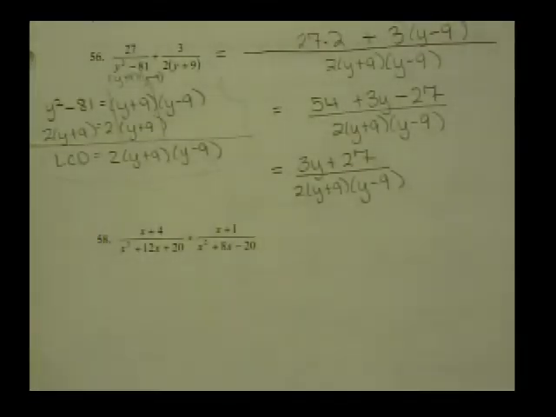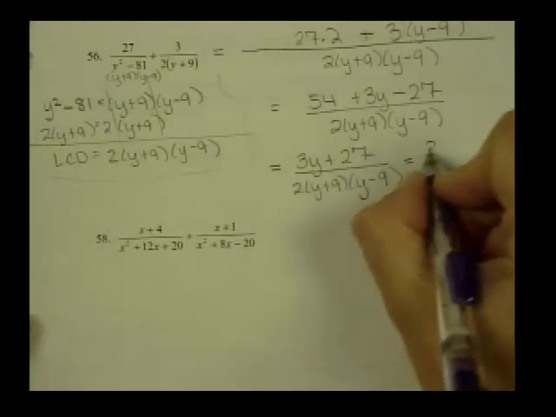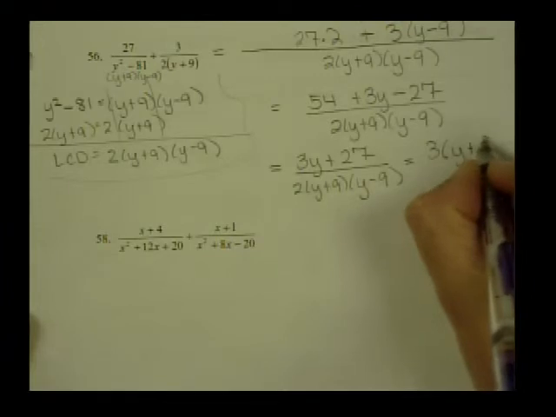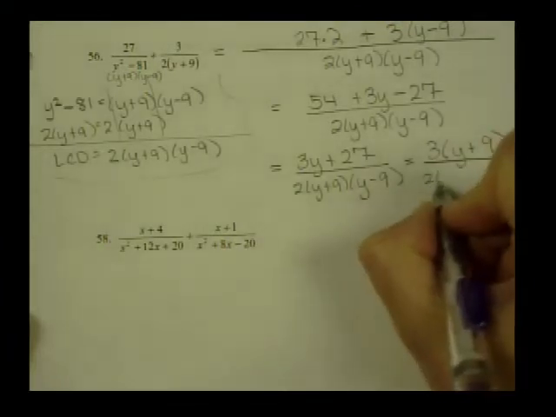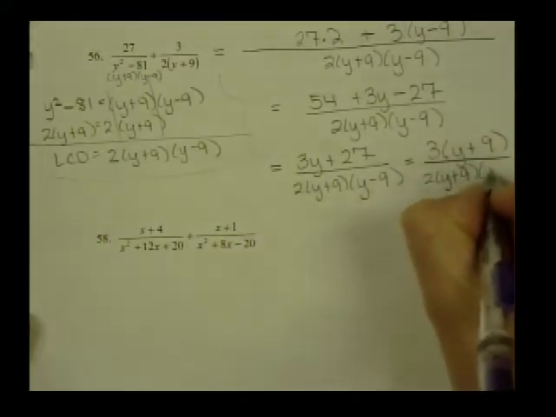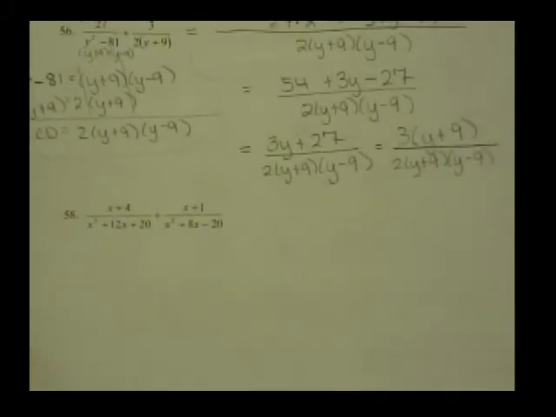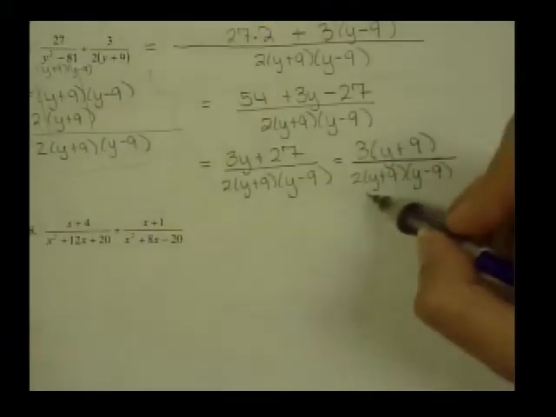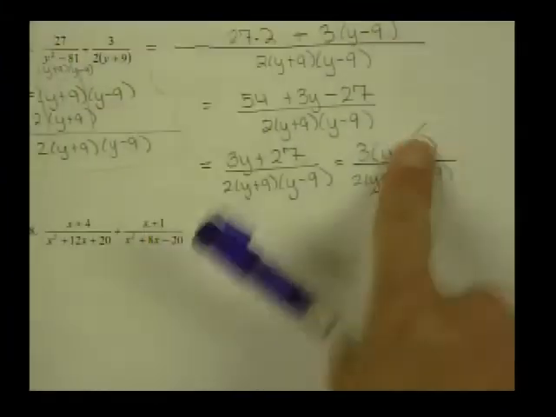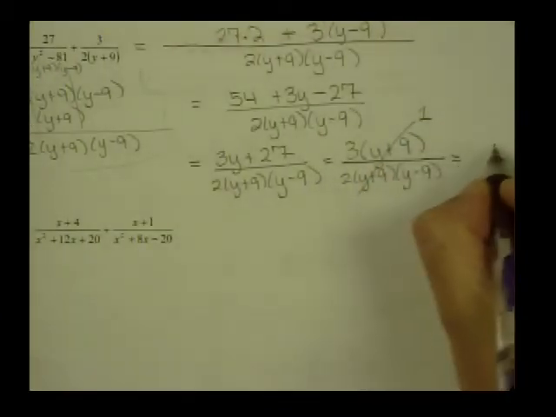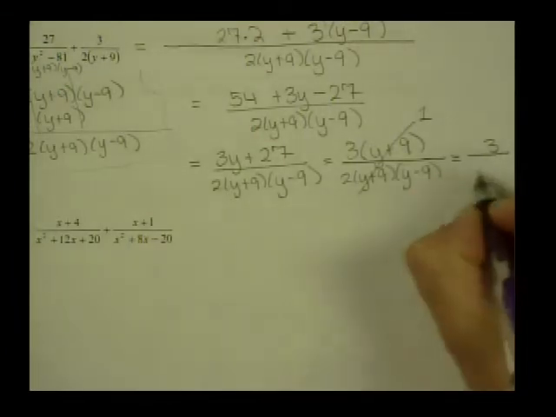Okay, so the denominator is already completely factored. Is there anything we can do in the numerator? Take out a 3, and then what's left? Y plus 9. So will this simplify? Yeah, because y plus 9 over y plus 9 makes 1. So then what we're left with is 3 times 1, or 3, over 2 times y minus 9.